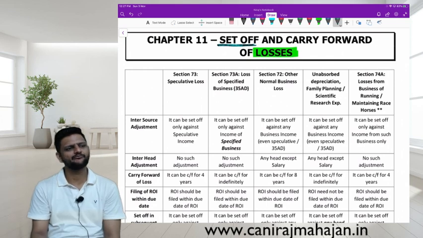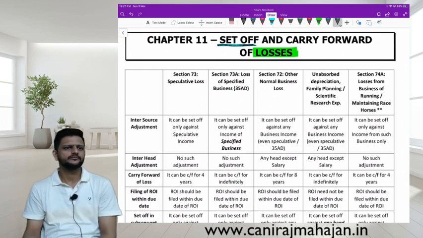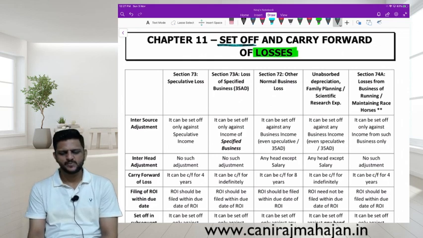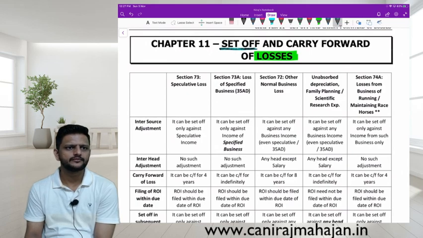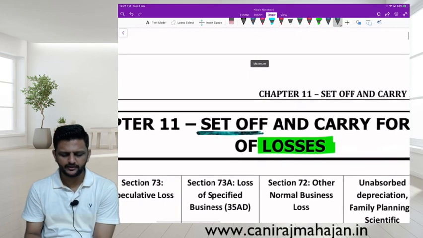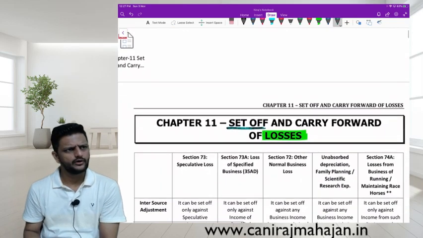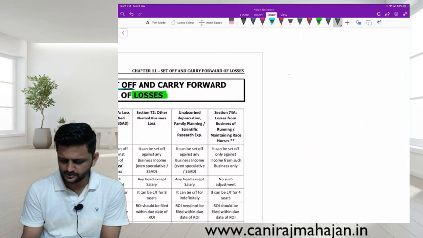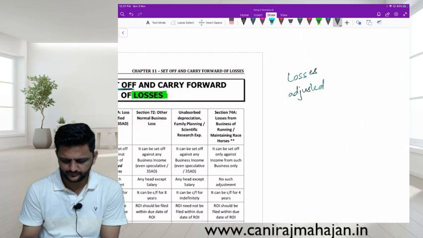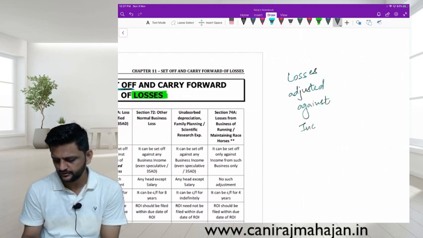How? If one house property has a profit and another has a loss, then the loss is also applied against the one that has the profit. Okay, so deduct from the profit the amount of whatever the loss may be. Correct. So very simply said, losses are adjusted against what? Correct. Income, or you can say profits.